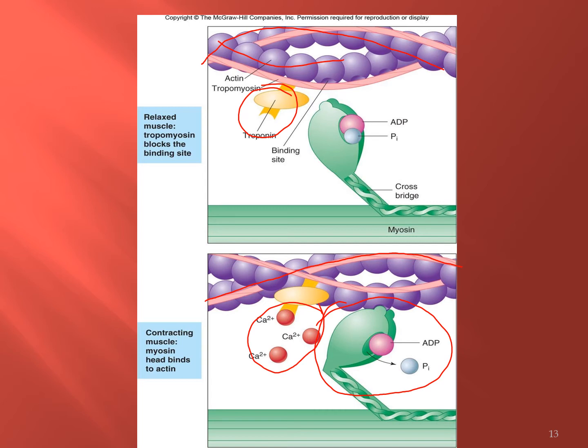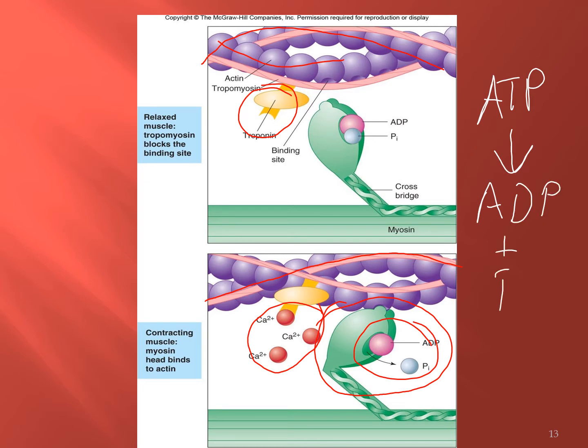Once that binding site has been uncovered, the myosin head will bind to that actin binding site, and that's what creates muscle contraction. In order for this to occur, we have to have ATP available, and as we bind the myosin and actin together, that costs us energy, so we're going to break down the ATP into ADP and phosphate. So ATP must be present, and it will be broken down into ADP and phosphate each time we have a binding of the myosin to the actin molecule. All right, so energy must be available in the form of ATP. We also must have calcium available to uncover the actin binding sites.